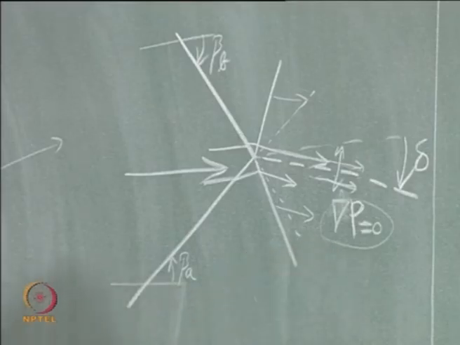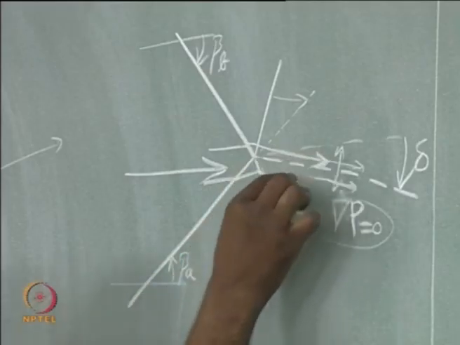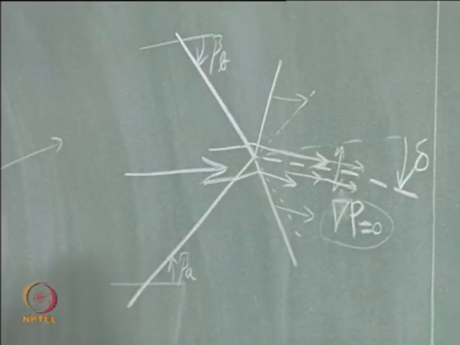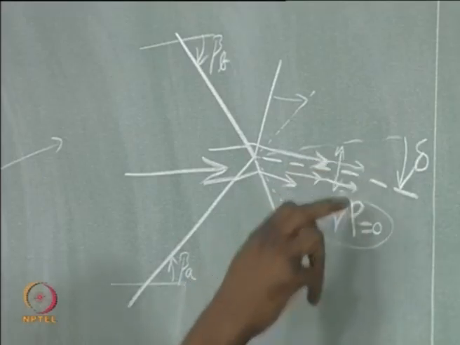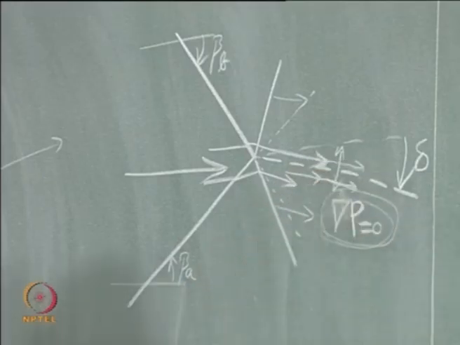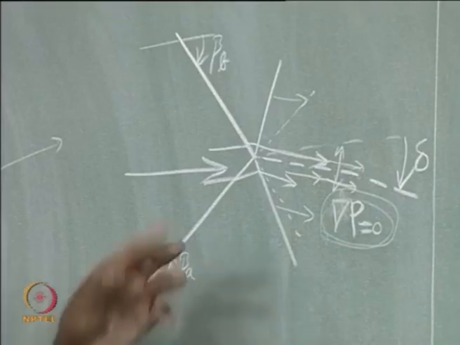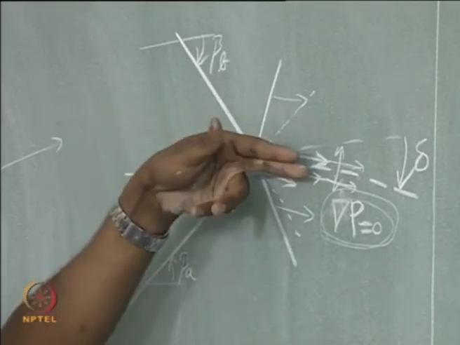Then what should be the other condition? Actually, velocities are parallel, that is one condition, and pressures must be equal. This is the other condition I am going to look at. These are the two conditions I will look at. Both look almost the same, finally.